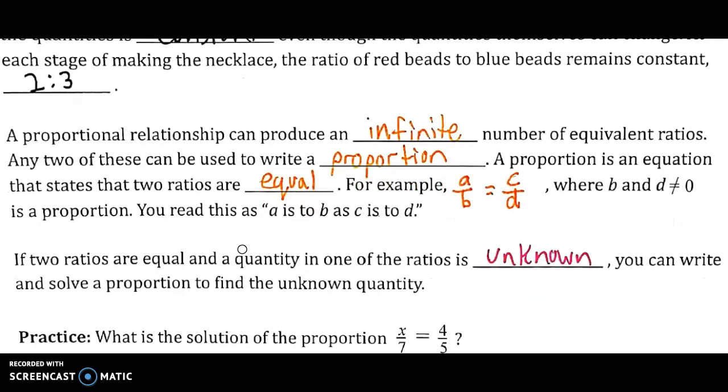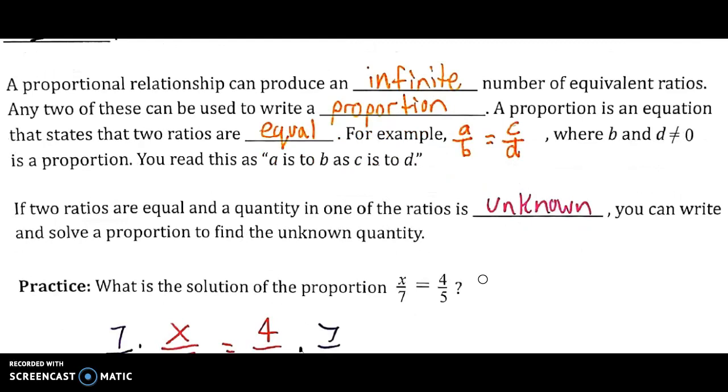If 2 ratios are equal and a quantity in one of the ratios is unknown, so again, you want to be thinking a variable there, we can write and solve a proportion to find that unknown quantity, or in our equations to find that variable. And let's try that at the bottom of the page. We want to find the solution of the proportion x is to 7 as 4 is to 5.